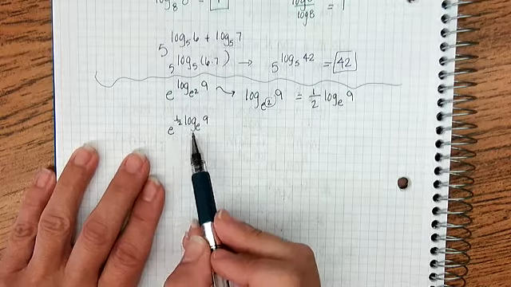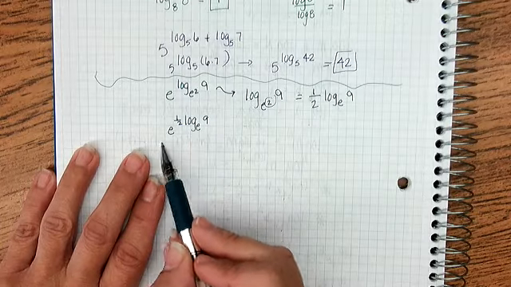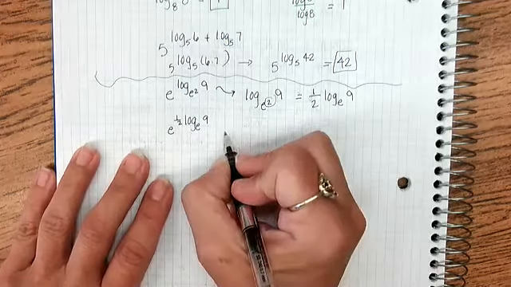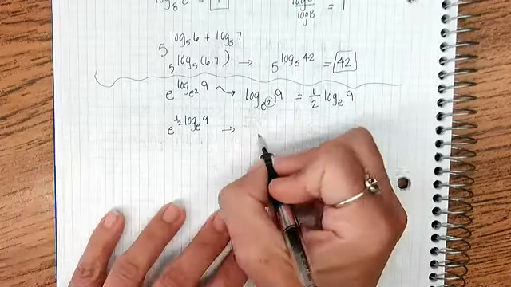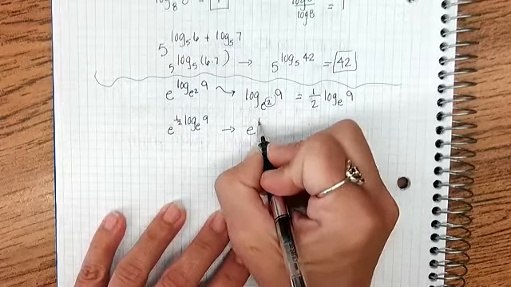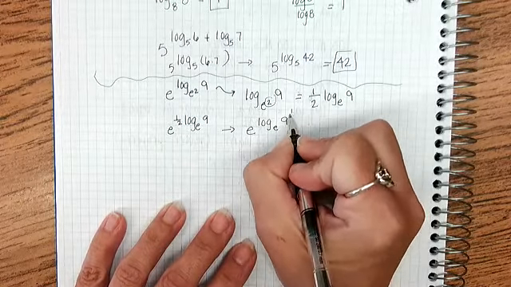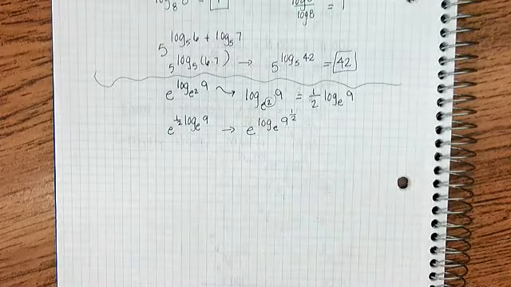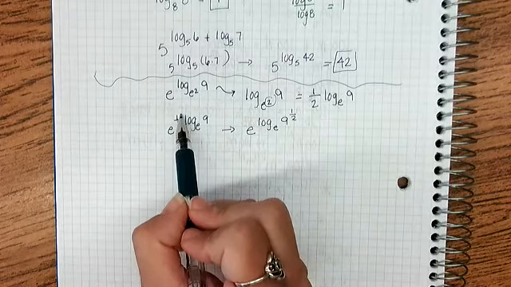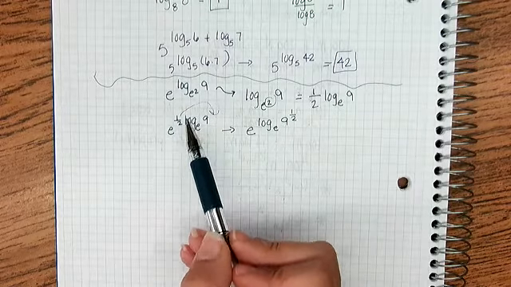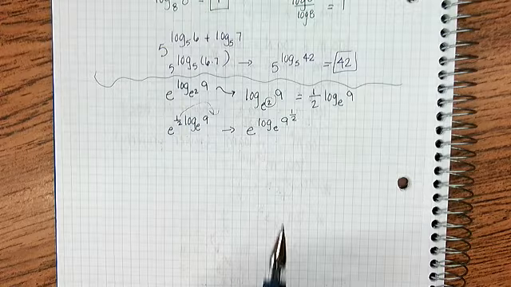I'm digging this. Base is e, that's awesome, but I have this coefficient in front. So I'm going to do the reverse power property. This becomes e to the log base e of 9 to the 1/2. I took the coefficient and I brought it up. Normally we take the exponent and bring it down. Well, no one says you can't do that in reverse.